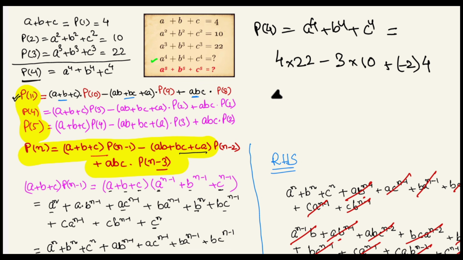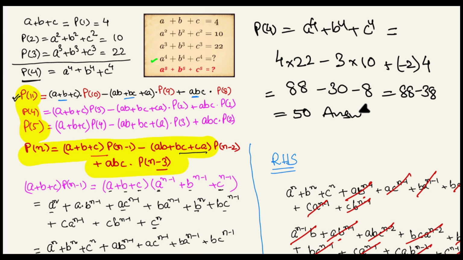So we have a simple algebra. We can calculate this. 88 minus 30 minus 8. 50 will be the answer. So we have calculated this very easily. 50, right? And once we know the value of a^4 + b^4 + c^4, we can calculate this value also.